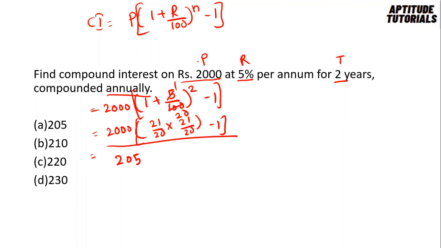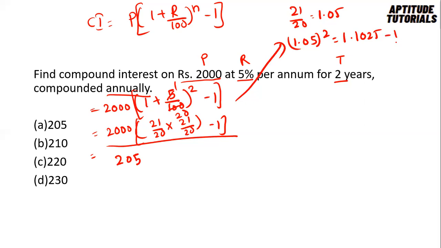Okay. Calculation, that's up to you guys. How I have solved here is, I have solved in this manner. 21 by 20, I got it as 1.05. So that 1.05, I have squared it. 1.05, if you square it, then you'll be getting 1.1025. And from that, I did minus 1. So if you did minus 1, then you'll be getting 0.1025. Okay.